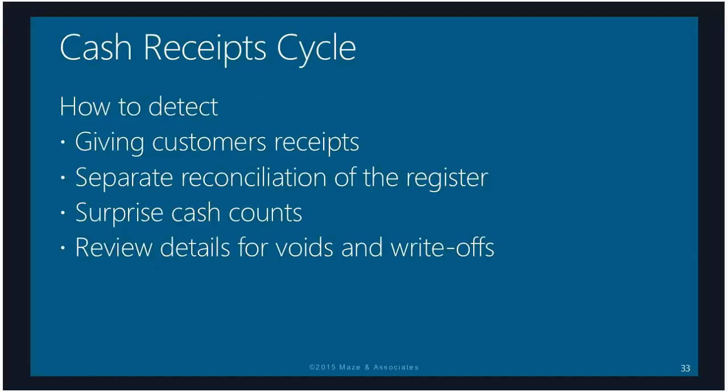So at least by having surprise cash counts, you have the threat of somebody watching over your shoulder, and those that are more honest, it's going to take a lot more for them to actually commit fraud. Especially if they know there is kind of Big Brother watching over them, they may think twice before actually committing the fraud.